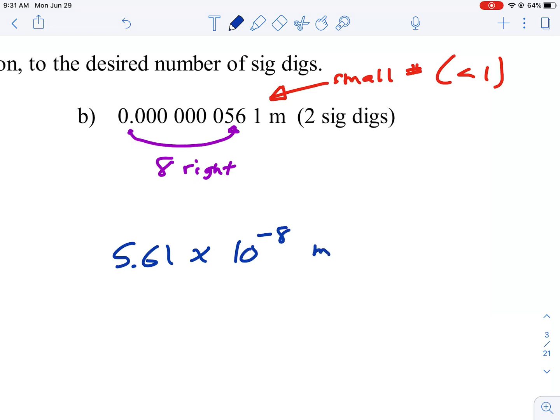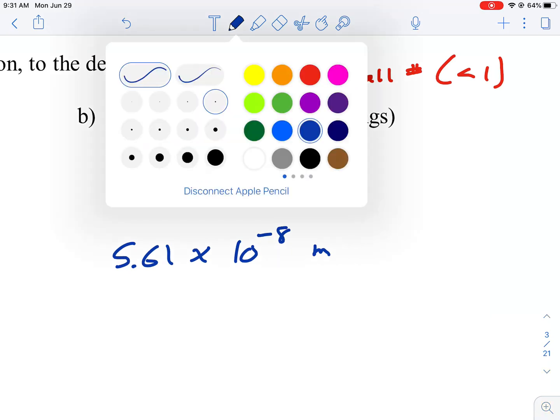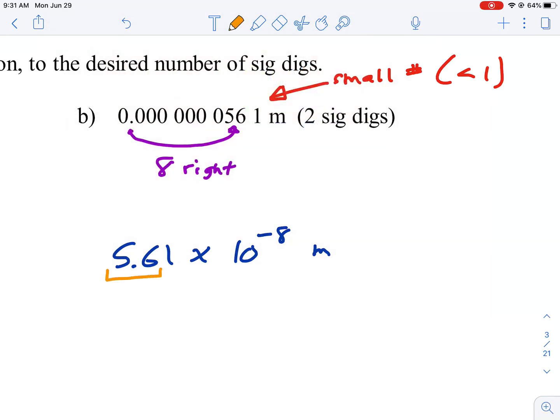But we're told it only has 2 significant digits. So we can only take the first 2 digits. Notice that the next digit here is less than 5. And if it's less than 5, that means you don't round up. So don't round up. Therefore, our final answer will be 5.6 times 10 to the negative 8 meters.